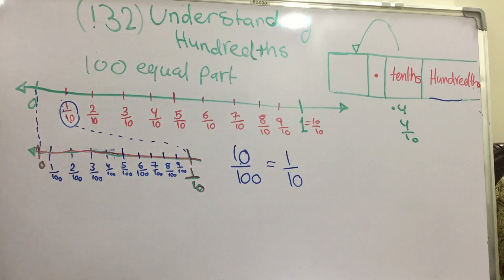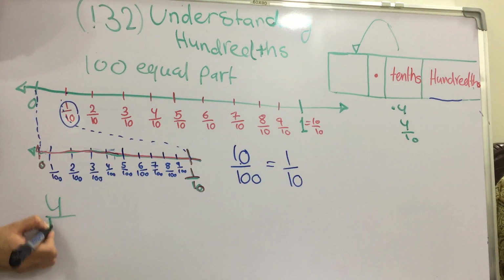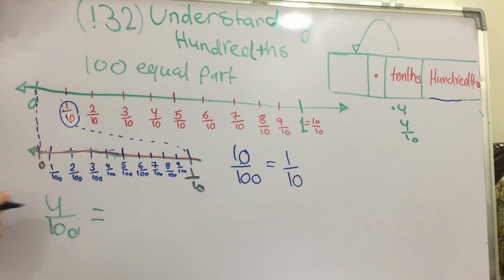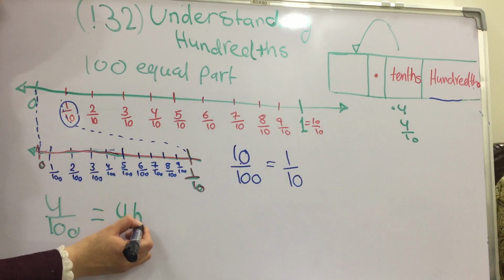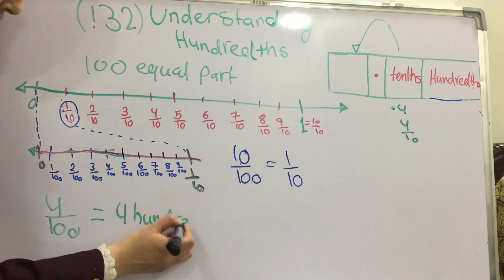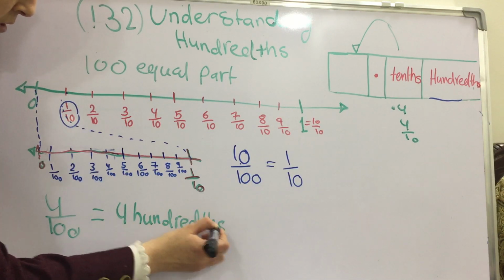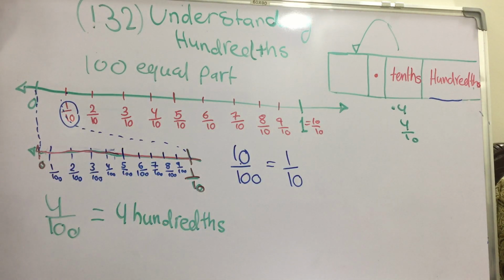Let's write some more examples. I have 4/100. How can I write it in decimals, or how can I read it? First, I will read it for you. This is four hundredths. Okay, so what is the value? The value is four hundredths. And how can I write it as a decimal?